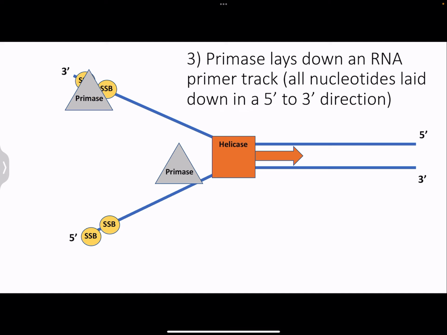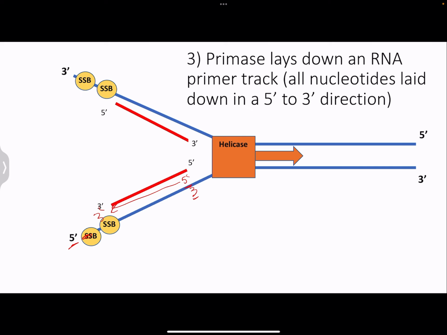Now, there's only one thing I can think of that goes 3' to 5'. So pretty much when in doubt, things are always laying down track, always laying down RNA or DNA in the 5' to 3' direction. So notice if this is 5', then this is 3', right? And what the primase is going to be laying down is 5' to what we would call the 3' direction. And that's exactly what we see. It's going to lay down in the 5' to 3' direction.